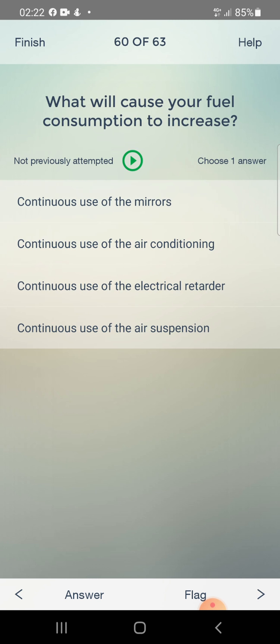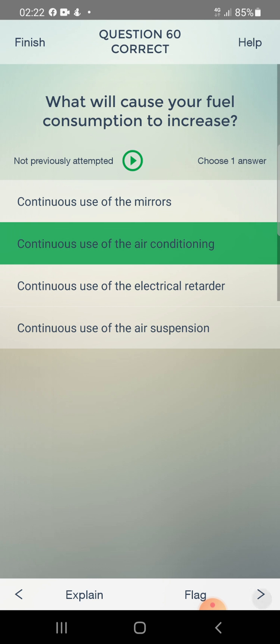What will cause your fuel consumption to increase? Continuous use of the mirrors, continuous use of the air conditioning. I think second one, air conditioning.